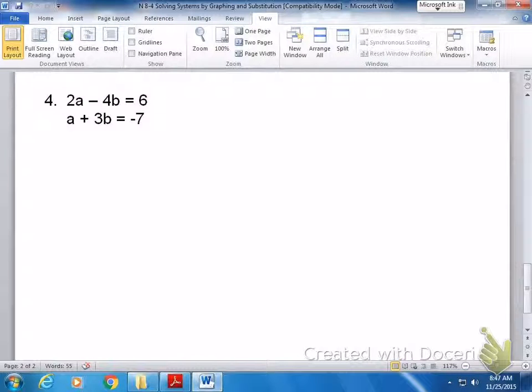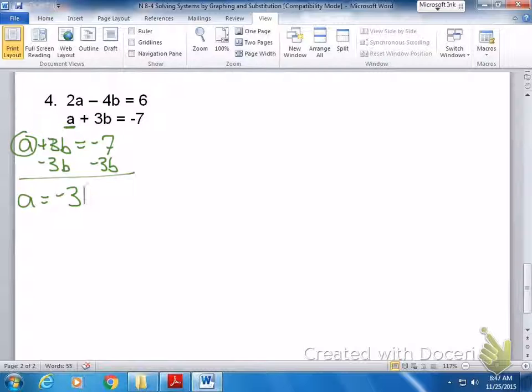All right, last one. This one's a little tougher to pick what variable to choose, but you always want to choose a variable that's as alone as it can be. And right now, if I look at this one, a is as by itself as anywhere. So I'm going to have a plus 3b equals negative 7, and I'm going to solve it for a. So I'm going to subtract my 3b to the other side. Now I have a equals negative 3b minus 7. So now I have my equation that's solved for a variable.